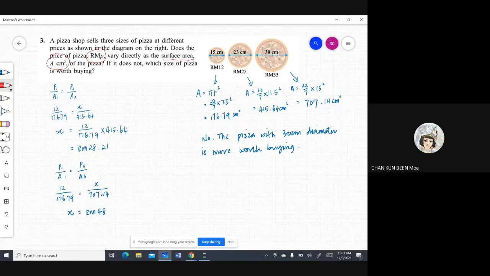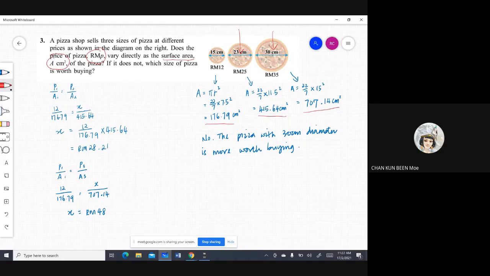So over here, I'm going to find the area of the pizza first. Area is equal to pi r squared. You remember, right? This one you learned in Form 2. So pi is 22/7 multiplied by 7.5 squared. You get the area for the first pizza at 176.79. And then the area for the second pizza, pi r squared again, you multiply 11.5 because the radius is half of it. So you get 415.64. And the third one, again, pi r squared, pi times 15. So you get 707.14.